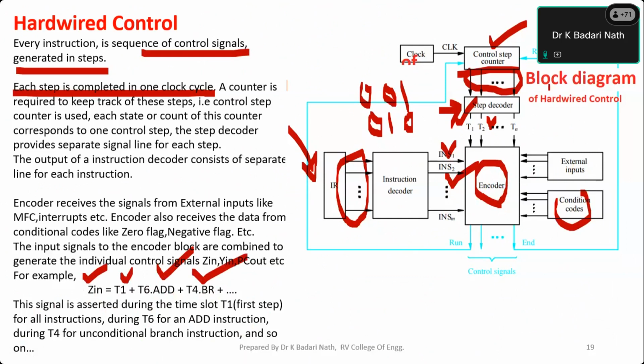So with the help of the encoder, decoder, and counter, whatever we studied from unit 1 to unit 4, all the concepts are required to build the control unit. This is how control units are designed using what is called hardware control. Here everything is fixed, you cannot change it.